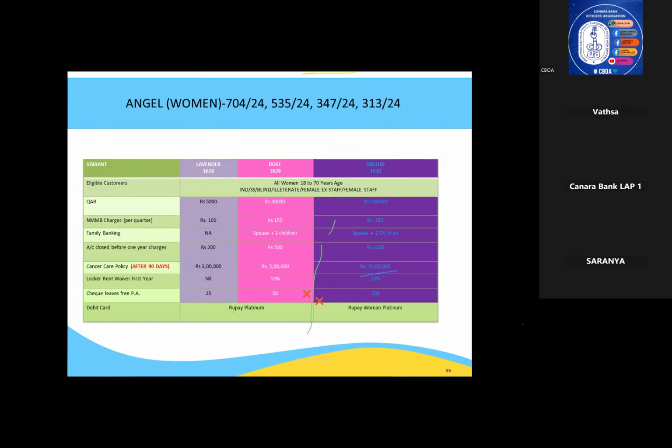Okay, locker rent waiver for the first year: first category it is nil, second category 10%, third category 15%. Check leaves: first category 25 leaves, second category 50 leaves, third category 200. Okay, the debit card is Rupay Platinum and Rupay Women Platinum.